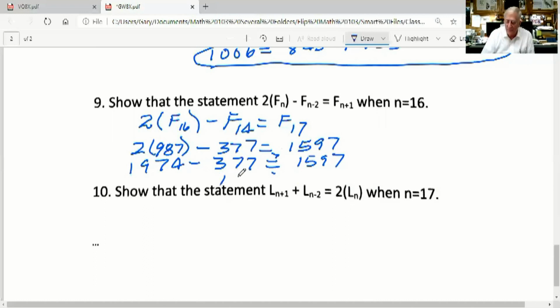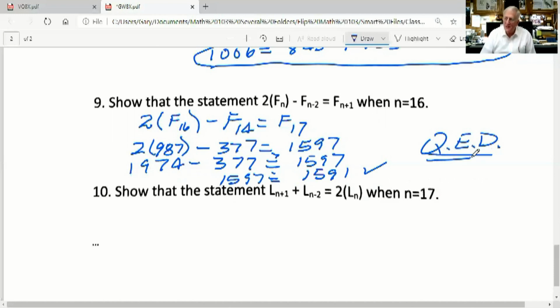So 1597 does come out equal to 1597. So it checks out. QED, baby, right? You can give me an attitude, that symbol, remember, stands for quite enough done. It's actually Latin for something else, but just remember quite enough done. And you have shown that those two are indeed true. All right, let's go to the next one.